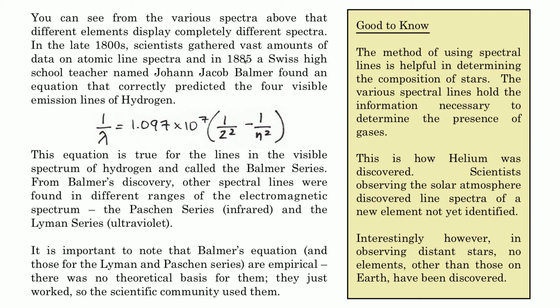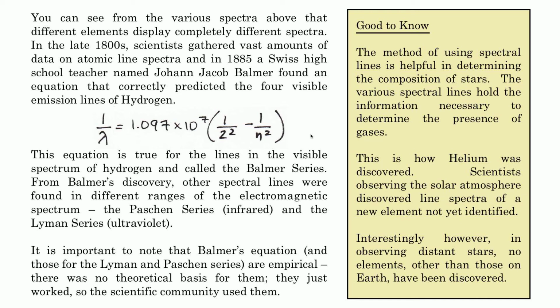And in 1885, this is a little bit interesting. A Swiss high school teacher named Johann Jacob Balmer found an equation that correctly predicted the 4 visible emission lines of hydrogen. So this right here is Balmer's equation for hydrogen. It's that 1 over the wavelength is equal to 1.097 times 10 to the negative 7 times (1 over 2 squared minus 1 over n squared).